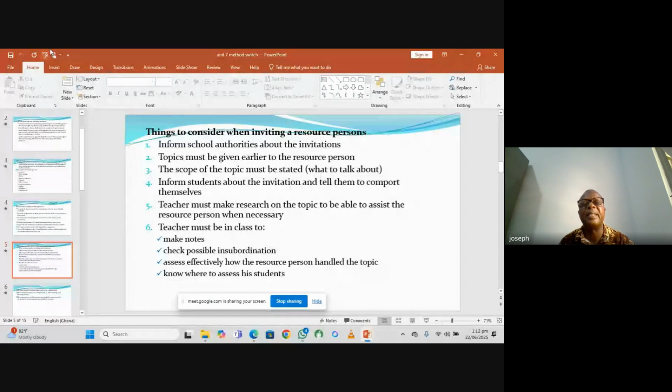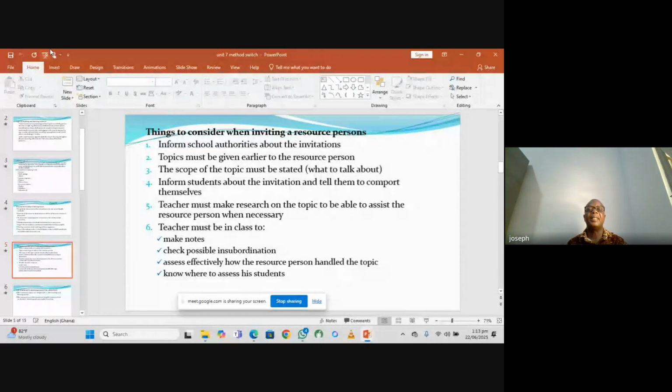The teacher must research the topic to be sure that the information the resource person is giving is accurate, because at the end, you assess your learners. So make sure that you also read around the topic to be sure that the information the resource person is giving is accurate, because you will not go back to teach the lesson or the topic. And at the end of the resource person's presentation, you are going to assess your learners.